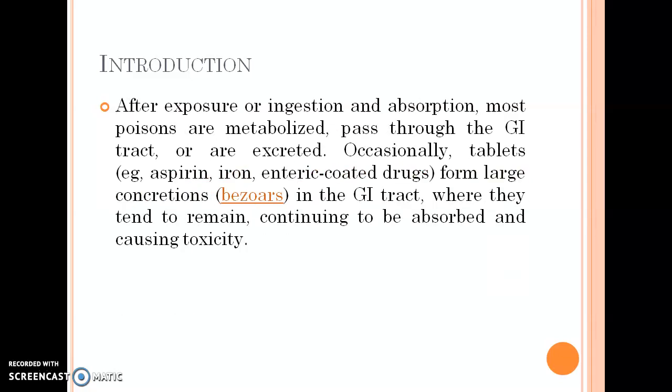After exposure or ingestion and absorption, most poisons are metabolized, pass through the GI tract, or are excreted. Occasionally, tablets, for example, aspirin, iron, enteric-coated drugs, form large concretions, or bezoars, in the GI tract, where they tend to remain, continuing to be absorbed and causing toxicity.